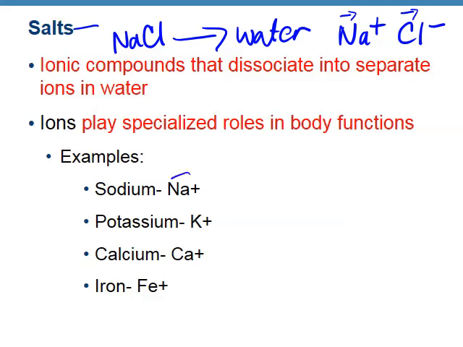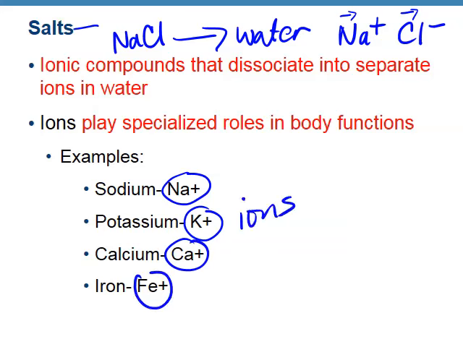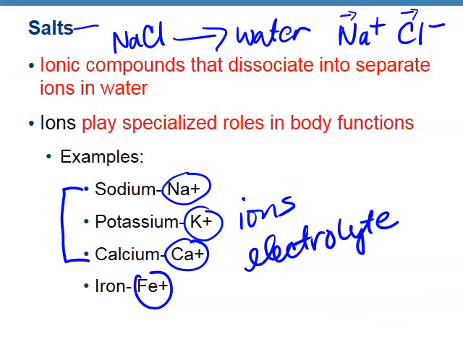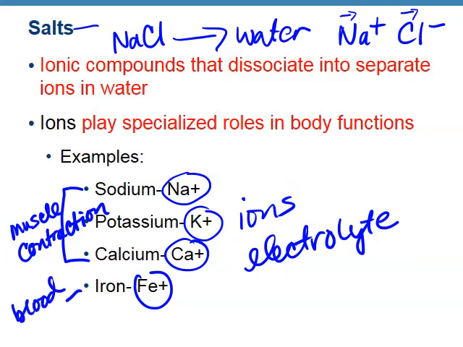So anytime you see something with a plus or a minus after it, we just call these ions. You might also see the term electrolyte. Either one is fine. And these are going to play specialized functional roles in physiology within the body. So we're going to see all 3 of these are very important in muscle contraction. So you cannot have muscle contraction if you don't have the proper amount of these ions. Iron, this is in your blood and helps you carry oxygen. We'll talk about that more in 202.